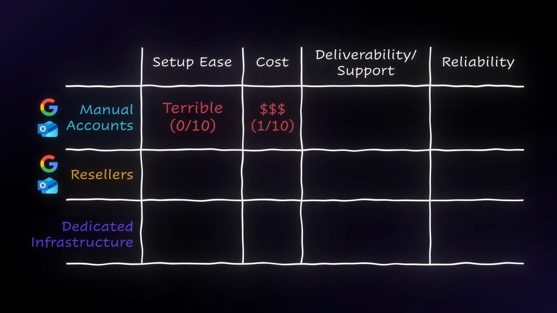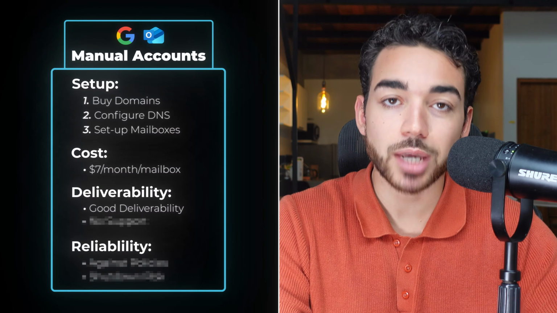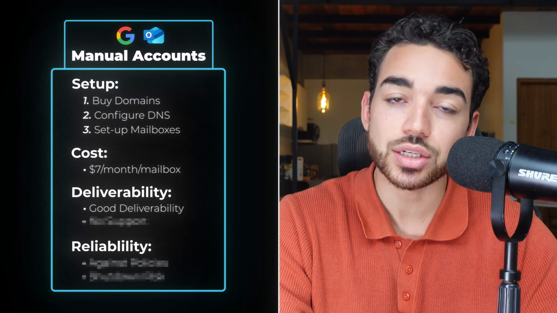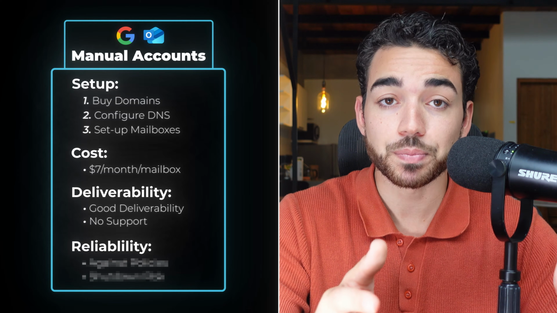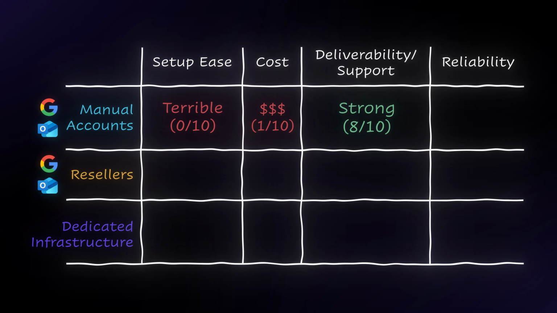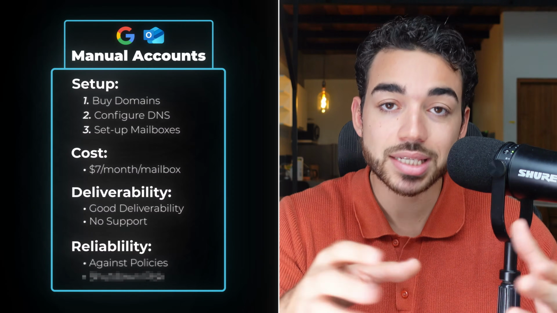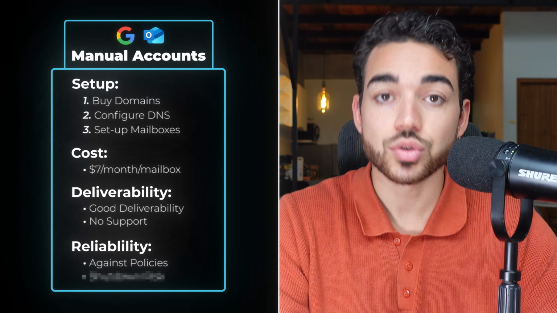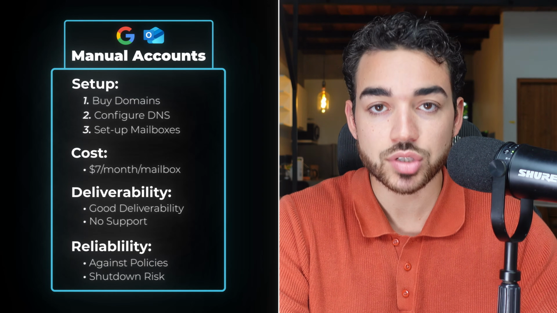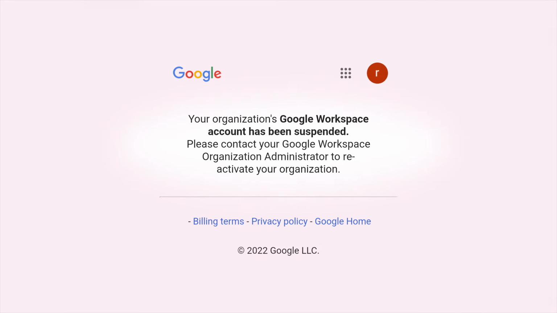In terms of deliverability and support, this option gets an 8 out of 10, I'd say. Overall, deliverability is great because Google and Outlook are trusted senders, but there's obviously no support. Quite the opposite, you're kind of lucky if they don't shut you down for cold emailing. Reliability-wise, I'd give it a 5 out of 10. Usually nothing happens, but cold emailing is against Google and Outlook's policies, so accounts can and will get shut down sometimes, and you get that notification where your accounts have been blocked.